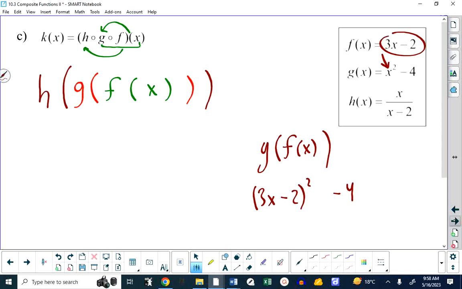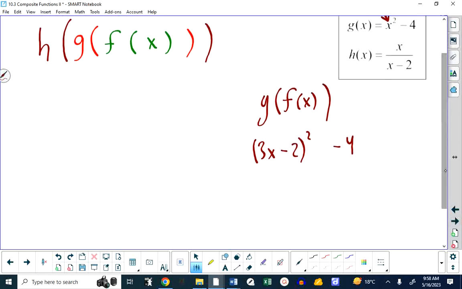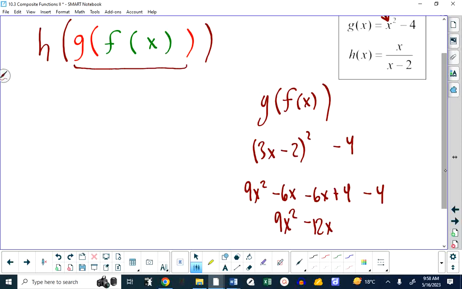So I'm putting f of x into g of x. I have to FOIL this out and get 9x squared minus 6x minus 6x plus 4 minus 4. Can you confirm that when you take 3x minus 2 times 3x minus 2, that's what you get? Good. So the 4's cancel, and I'm left with 9x squared minus 12x. And that is this whole thing. That's g of f of x.